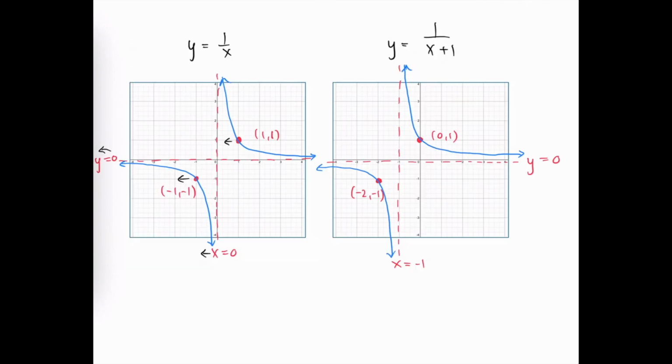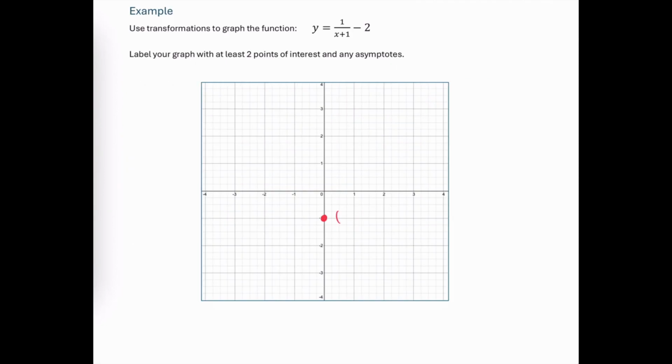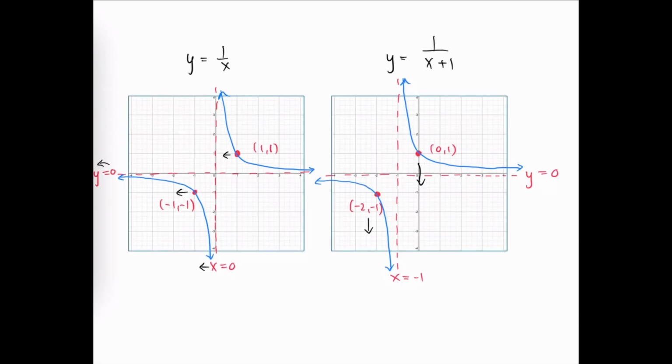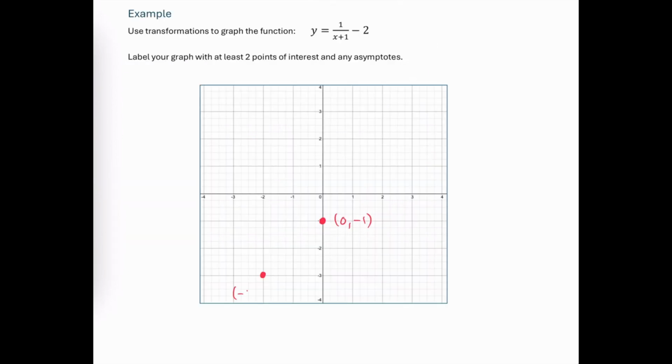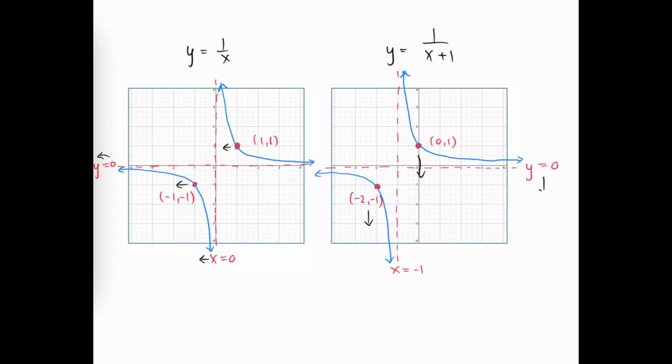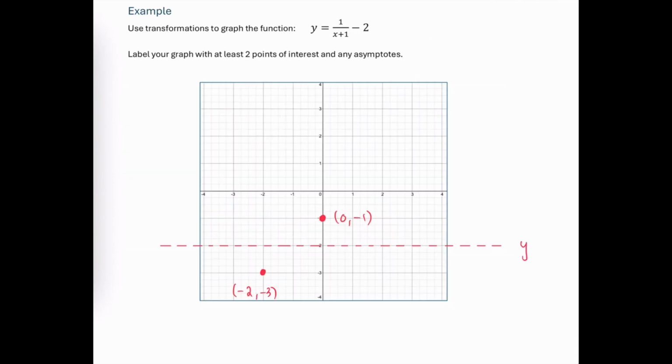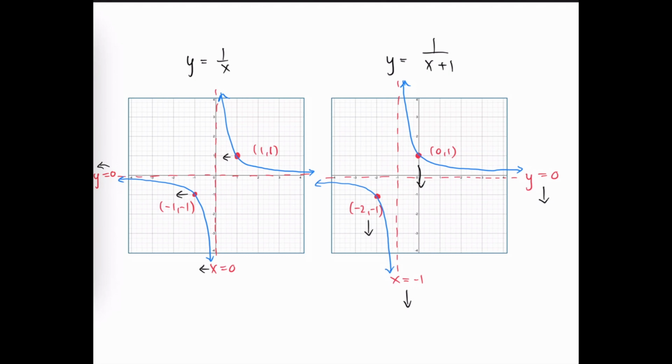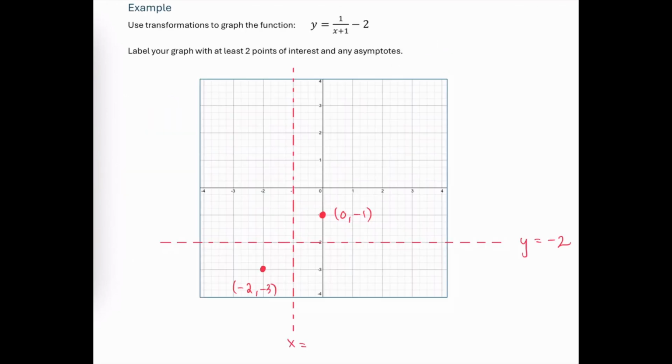If we perform the transformation graphically, we would be starting with the 1 over x plus 1 graph and moving each of these ordered pairs down 2 units. So (0, 1) would go down 2 and land at (0, -1). (-2, -1) also goes down 2 and lands at (-2, -3). y is equal to 0 goes down 2 and lands at y is equal to -2. And in theory, x is equal to -1 also goes down 2, but when a vertical asymptote is shifted down, it doesn't change its position.